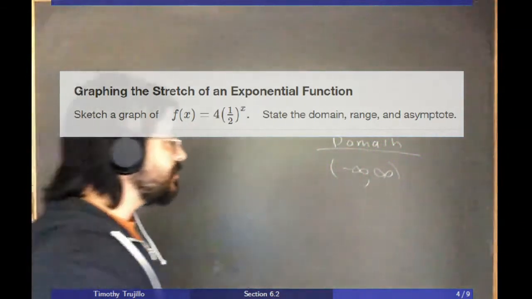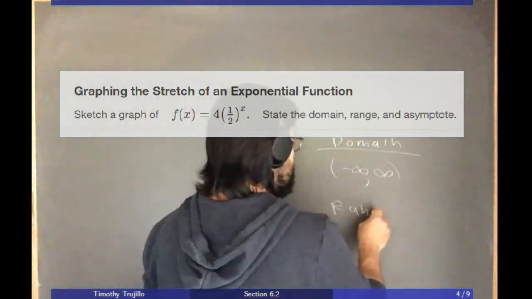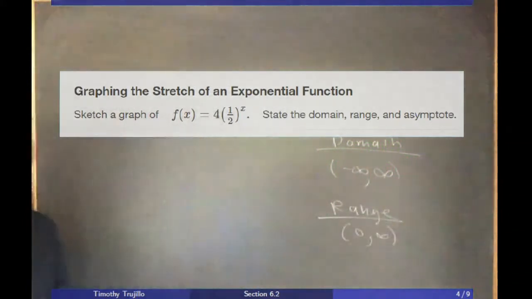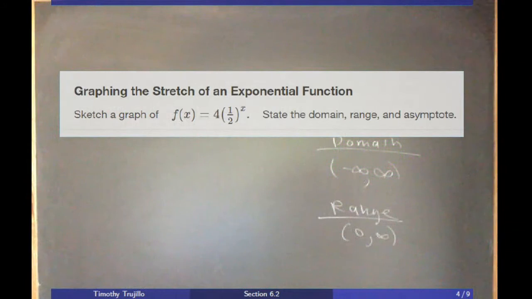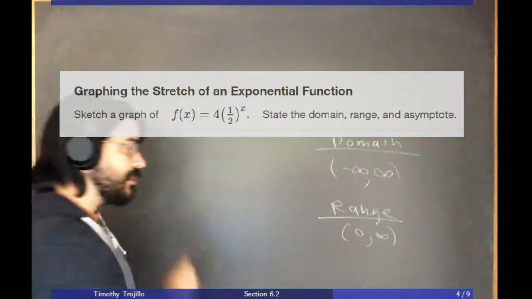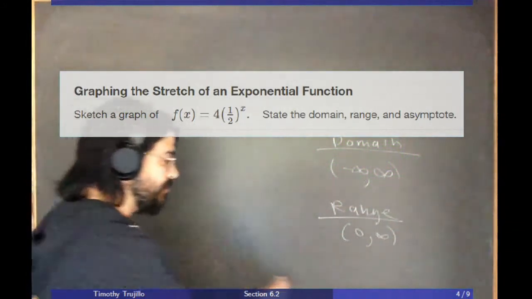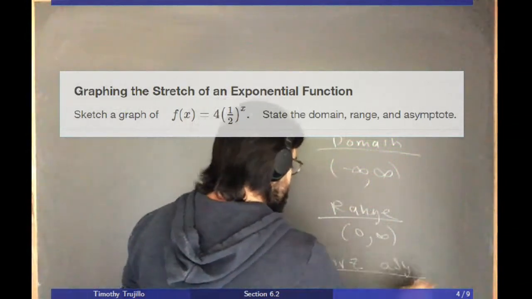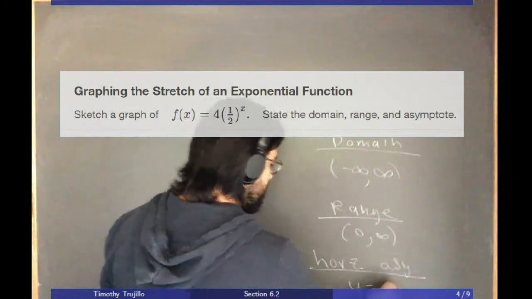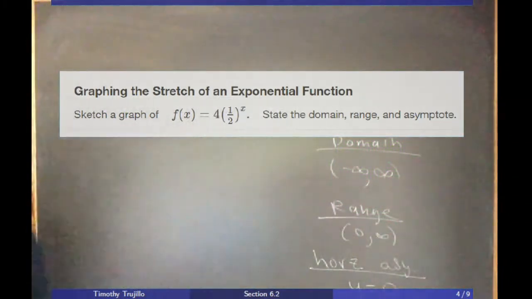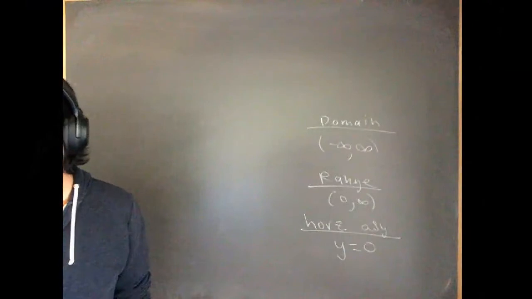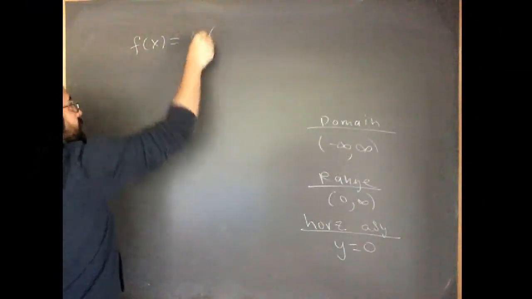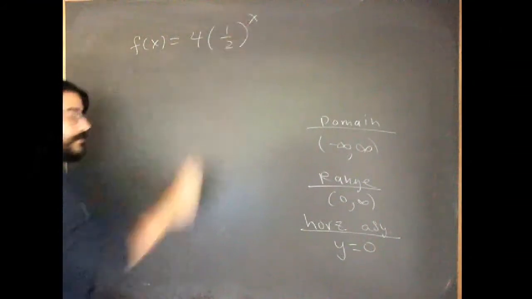And then that a factor is positive, so that means our range is just everything above the x-axis, which is just 0 to infinity. And then finally, we should include this when we graph the function itself, but we should also know where the horizontal asymptote is. Because it's an exponential function, there's just a horizontal asymptote right at y is equal to 0. Okay? Again, the function that we're looking at here is f of x is equal to 4 times 1/2 to the power of x.